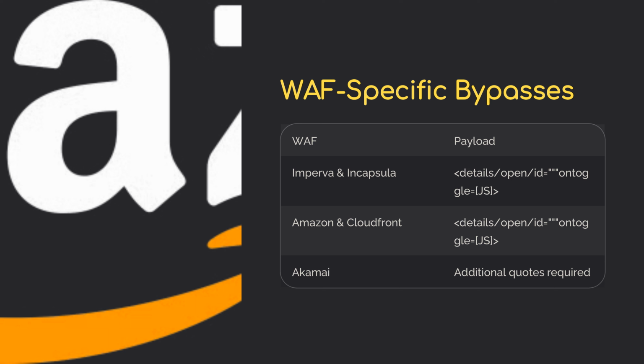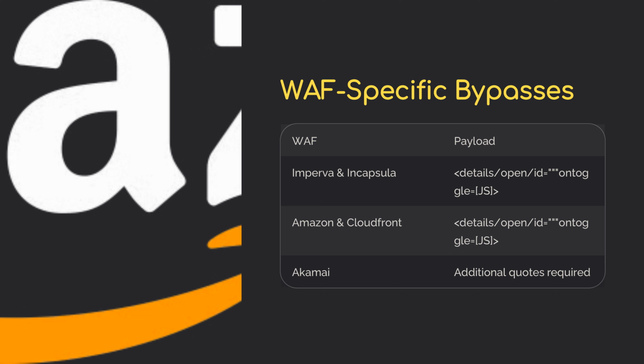In this slide, we are focusing on strategies for bypassing web application firewalls, or WAFs, specific to certain providers. We'll start by examining payloads designed for Imperva and Encapsula, where the technique involves utilizing HTML details and open tags with a specialized ID attribute. The inclusion of JavaScript within these tags is a common tactic.